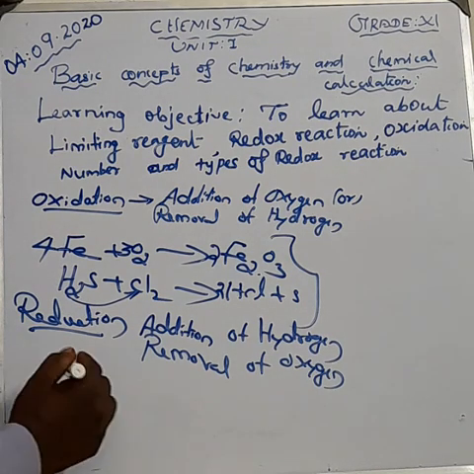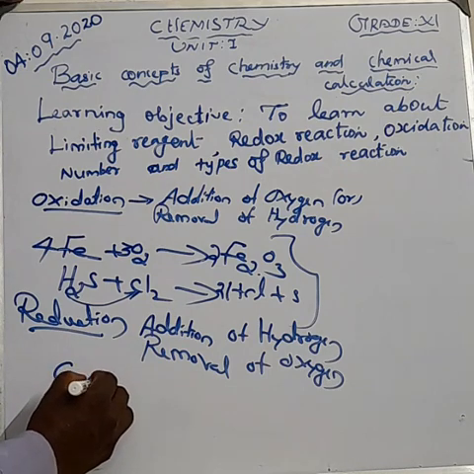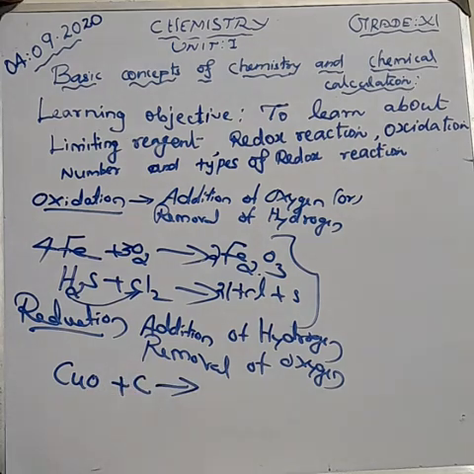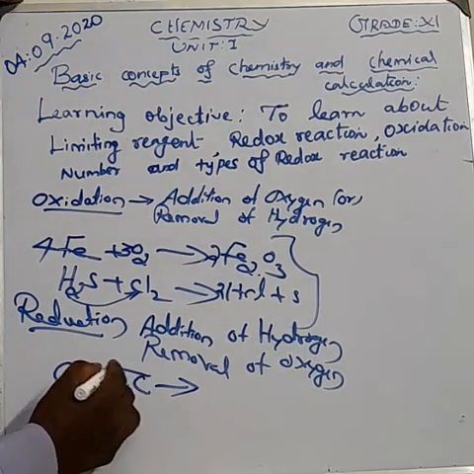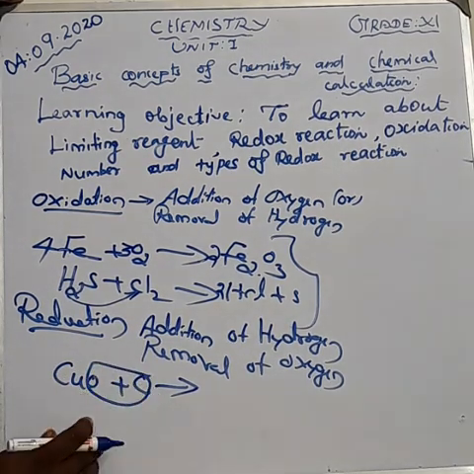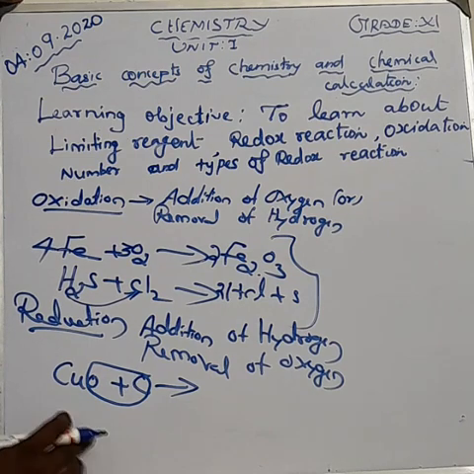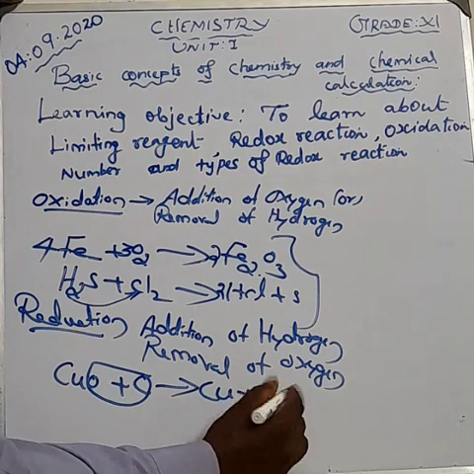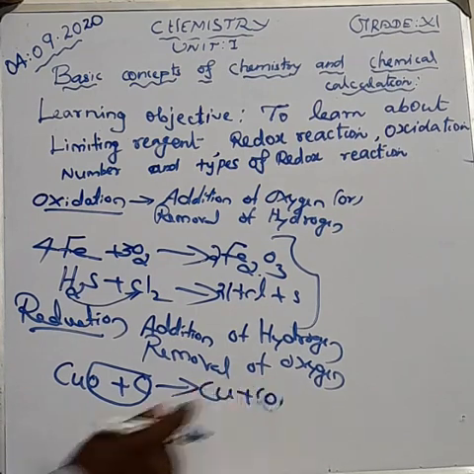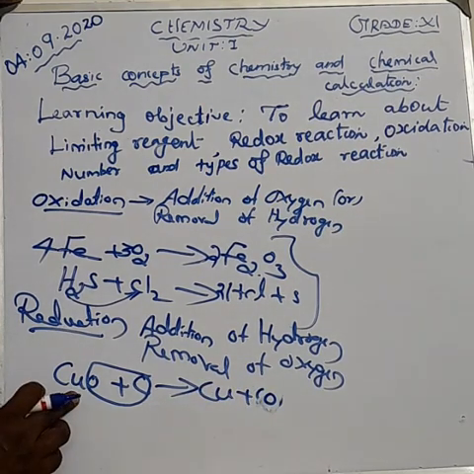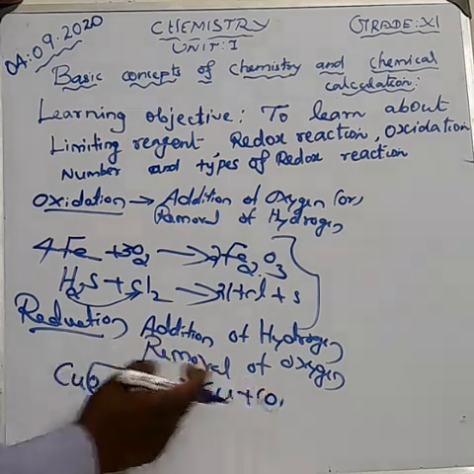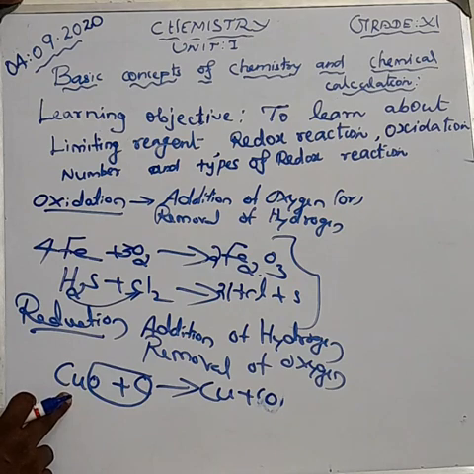A very good example is copper oxide, CuO, reacting with carbon. What is the product? Here, this carbon combines with the oxygen to form carbon monoxide, and also copper, Cu plus CO. What is going on here? One oxygen is being removed. So which reaction is it? Oxygen is being removed, so it is a reduction reaction.